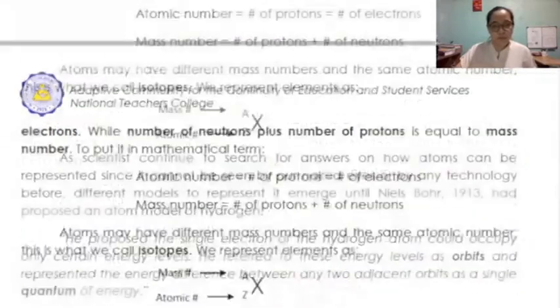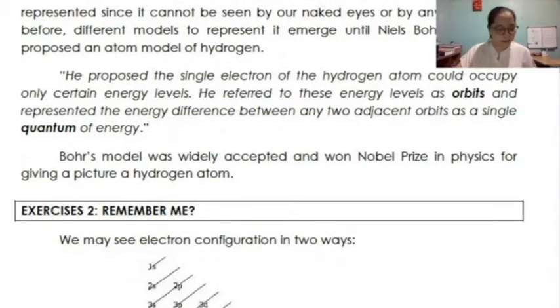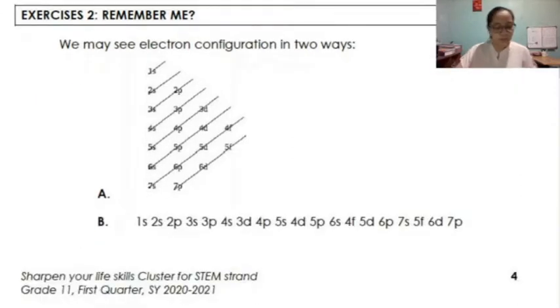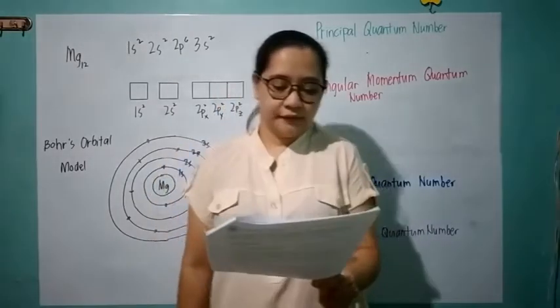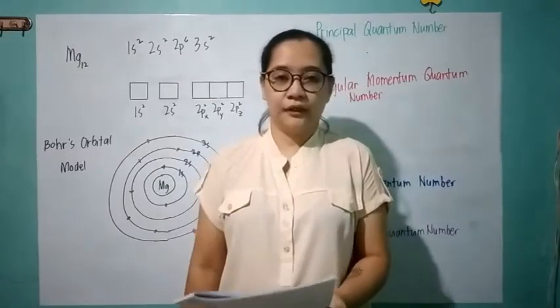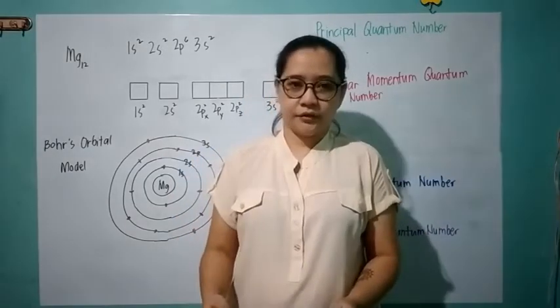He proposed the single electron of hydrogen atom could occupy only certain energy levels. He referred to these energy levels as orbits and represented the energy difference between any two adjacent orbits as a single quantum energy. And to better explain it, I will give you an example which will also be your guide to answer the rest of the exercises given. As Bohr model talked about energy level, it failed to consider that electron particles also have wave characteristics, which gave rise to another scientist, Erwin Schrödinger.